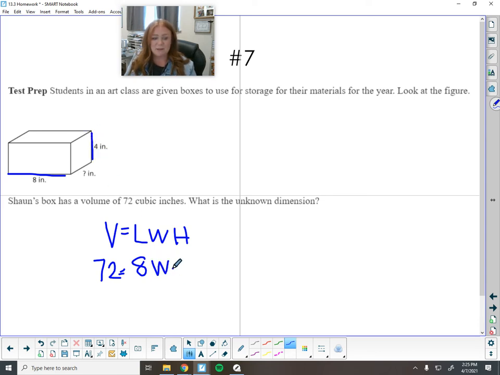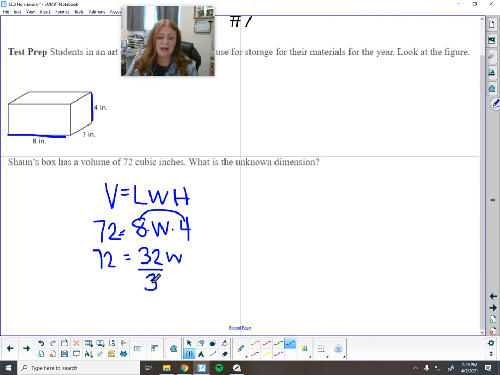So we have 8 times W times 4. So we're going to combine the length and the height. 8 times 4 is 32. So we have 32 W's equals the total of 72. So we need to get W by itself. So the opposite of timesing by 32 is to divide by 32 on both sides here. So this one cancels out. So we just need to end with 72 divided by 32 to get that final answer there for the width.